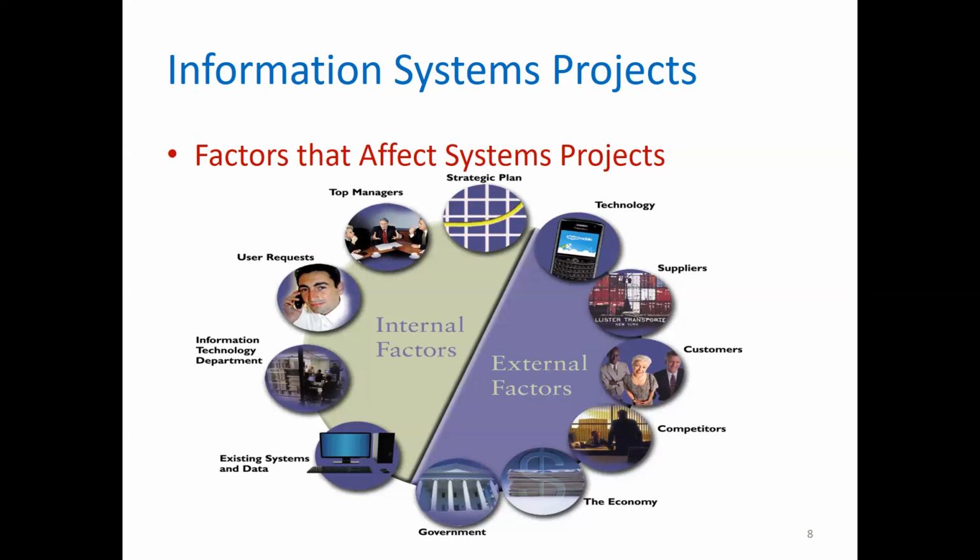These are external factors. Technology, as we all know, is forever changing. So the change in technology may bring in a change in the system. Supplier and customers, their demand has led to a change in the information system. The competitors, due to the rising competitive edge and competitive advantages, the organization decides to involve themselves in a system project. The economy and the government also play a key role in terms of affecting systems projects.